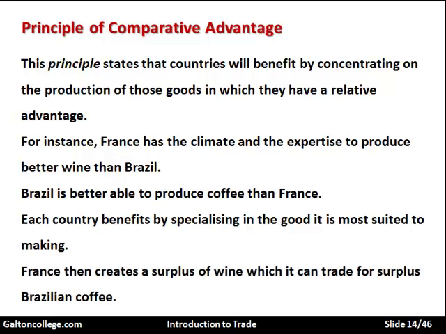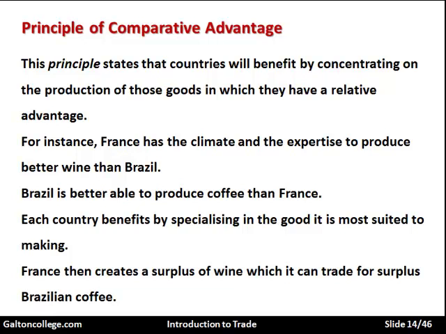France then creates a surplus of wine which you can trade for the surplus Brazilian coffee. And that's how the trade takes place. France has generated a surplus of wine. It sells the surplus to, say, Brazil in exchange for the coffee beans. But Brazil itself will have a surplus of coffee beans because it's no longer attempting to make wine.